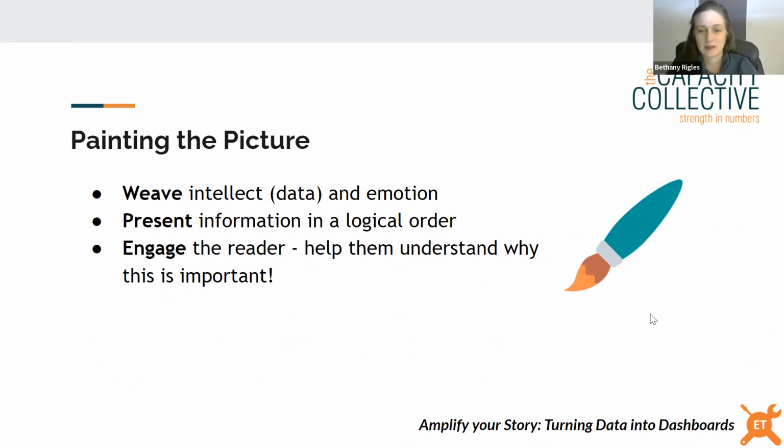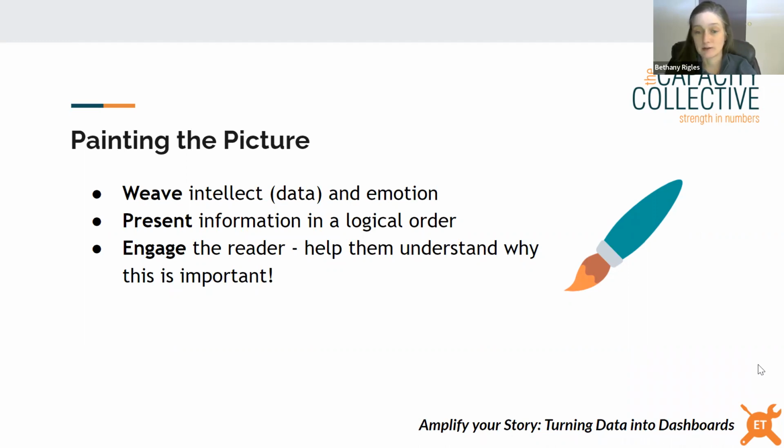Yeah, great. So now after all of that information, it's time to think about how you would bring this together. When you sit down to start writing a grant proposal, you really want to think about the best way to paint the picture of what you need, for whom, and why you need it. And so the first step in that is thinking about how you'll weave the intellect, or the data, and the emotion. So this is another way of saying incorporate both head and heart to convey the importance of your grant proposal. So using those personal stories is great.